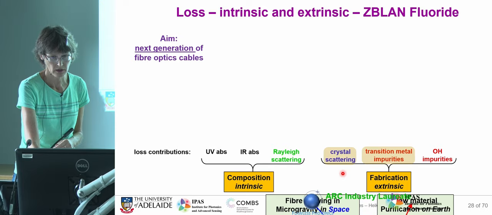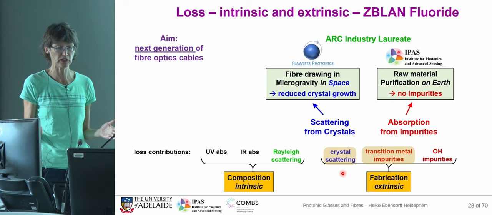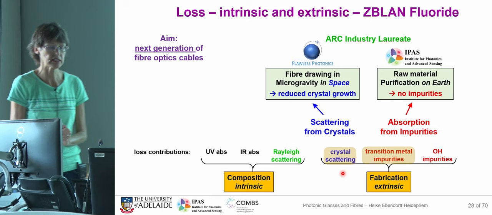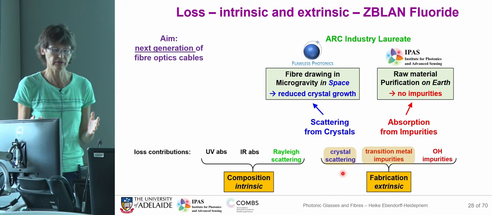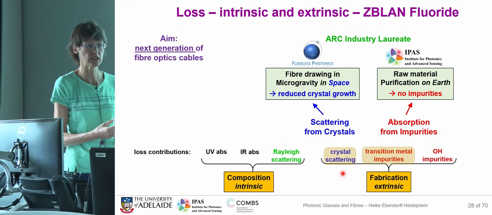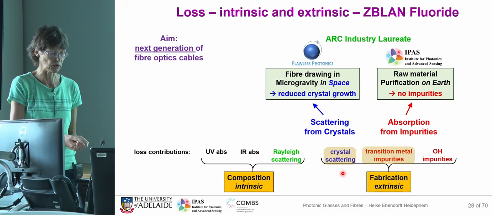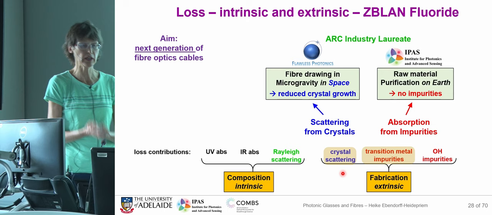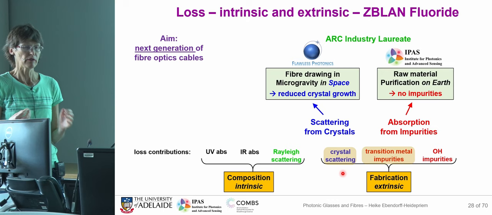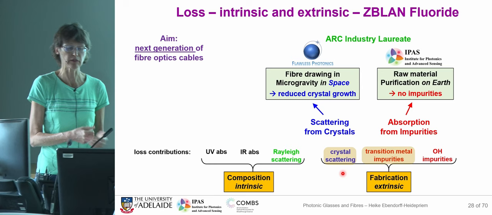And so this is really my ASC Industry Laureate Fellowship program. In terms of the scattering from the crystals, I'm collaborating with the company Flawless Photonics. So they investigate, it's an engineering company, to build small fiber draw towers so that fiber drawing can be done under microgravity in space, so on the International Space Station, because it is known with the lack of gravity, there is reduced crystal growth. So here on Earth, on IPAS, my team, we will explore how to do raw material purification to remove the absorbing impurities. And hopefully in 5 years' time, we can break through the glass ceiling of Ziblan manufacturing and come close to the theoretical limit in loss for the Ziblan glass.